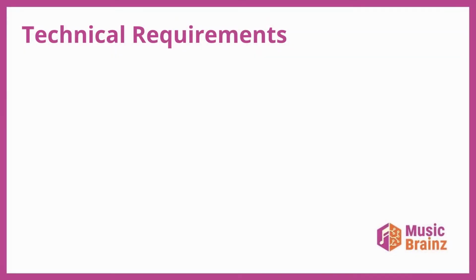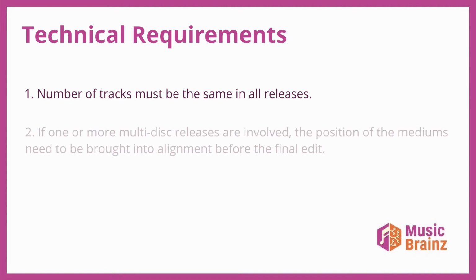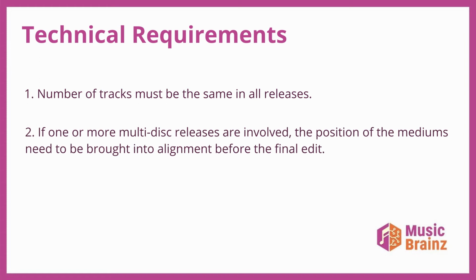There are also some technical requirements that need to be met when you're merging releases. Firstly, the number of tracks must be the same in all releases. If you're sure the releases are duplicates, make the necessary changes to make the track numbers equal. This might involve adding more tracks or deleting some tracks. Secondly, if one or more multi-disc releases are involved, the position of the mediums needs to be brought into alignment before the final edit. I'll explain this in detail later on.